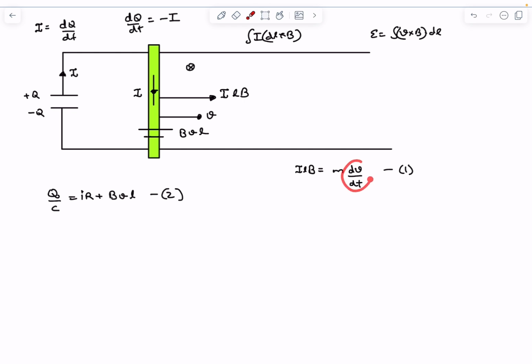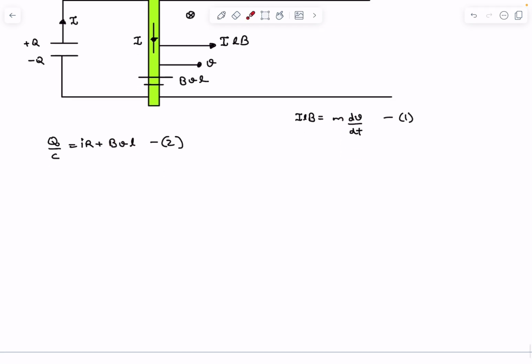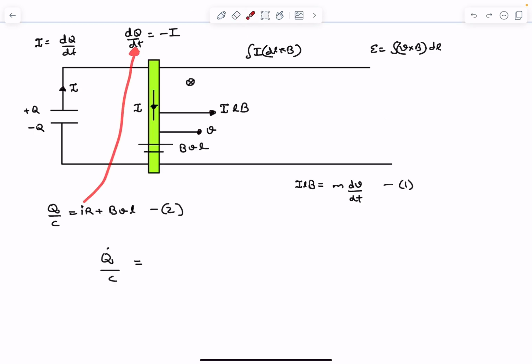Okay, so keeping that in mind, when we look at these two equations, we can see that there is a dv by dt term here and there is a v term here. So let's try to differentiate equation number 2. On the left side, we will have dq by dt, which I am going to write as q dot divided by c, and this would be equal to, again guys, as my intention is to find out q, I'm going to replace I with minus q dot. The derivative of that is minus q double dot. So here there will be a minus q double dot term times r, and plus B, dv by dt is v dot times L.